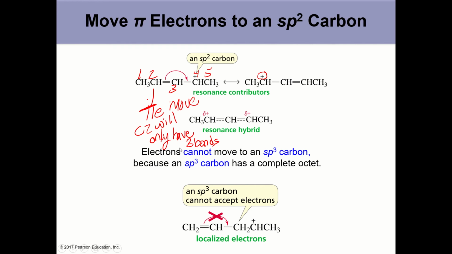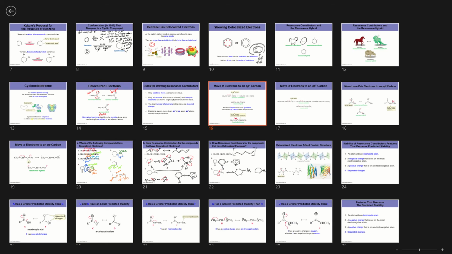Now, what would be incorrect would be that electrons cannot move to an sp3 carbon because an sp3 carbon has an incomplete octet. And so, remember what we call the adjacent carbon? It's the allylic carbon.